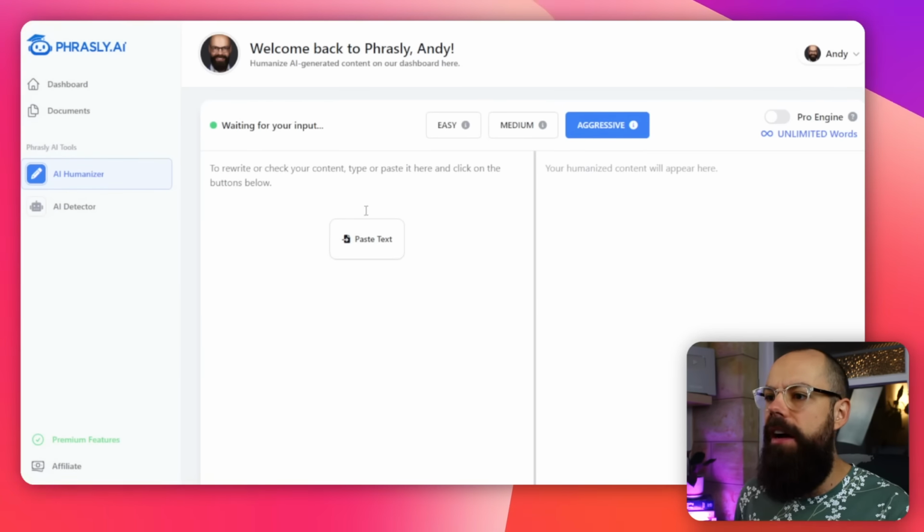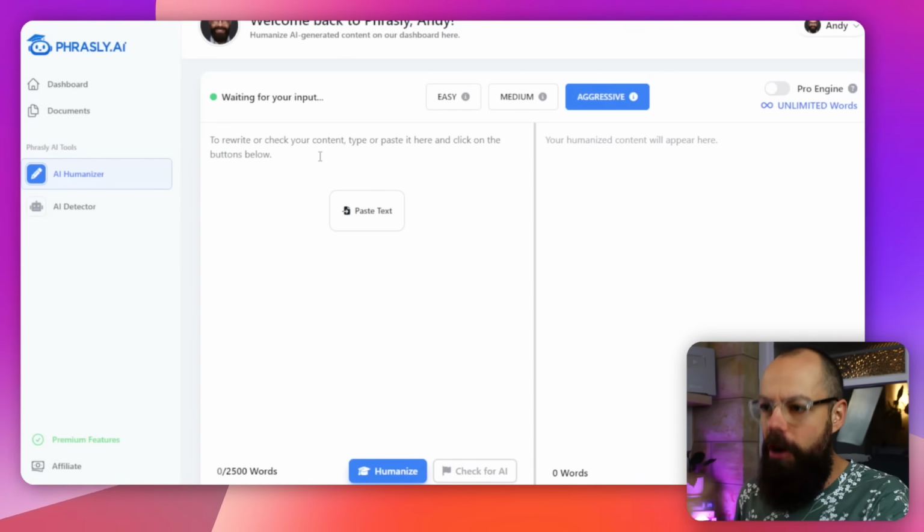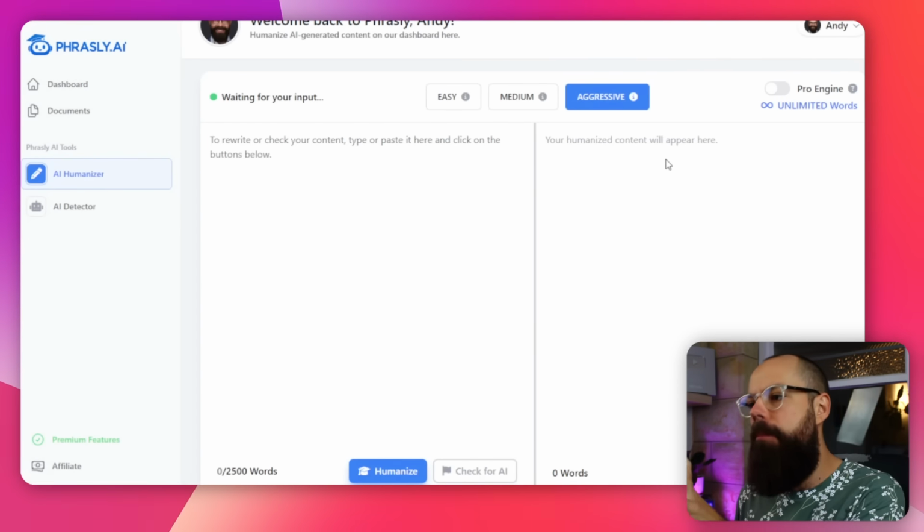The first one I tested was Phrasly. This is Phrasly.AI, and I paid for all of these services. I paid for all of the detection so you don't have to. It was many hundreds of dollars to test this, but essentially they all follow the same sort of process, which is you put in your content here and then you get content back.